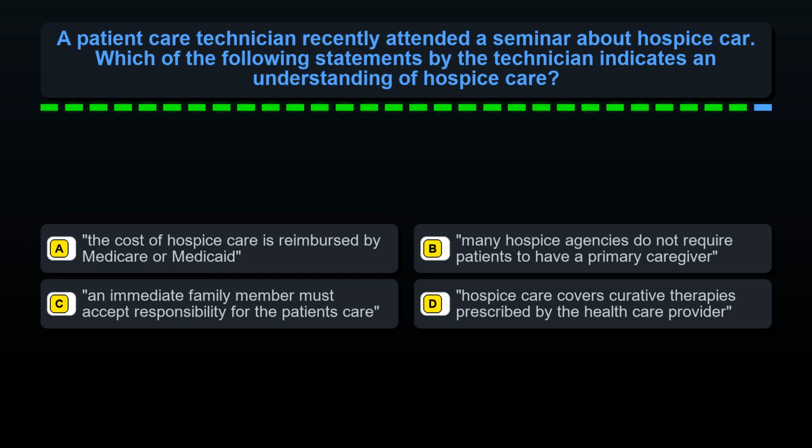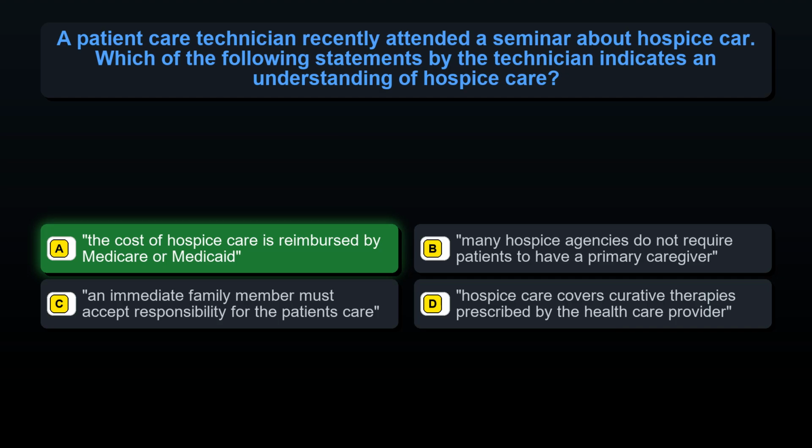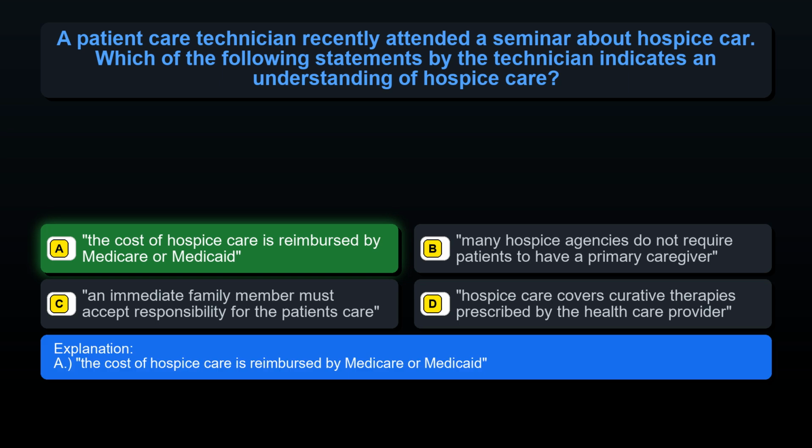Question 52. A patient care technician recently attended a seminar about hospice care. Which of the following statements by the technician indicates an understanding of hospice care? Option A, the cost of hospice care is reimbursed by Medicare or Medicaid. Option B, many hospice agencies do not require patients to have a primary caregiver. Option C, an immediate family member must accept responsibility for the patient's care. Option D, hospice care covers curative therapies prescribed by the healthcare provider. The correct answer is option A, the cost of hospice care is reimbursed by Medicare or Medicaid.